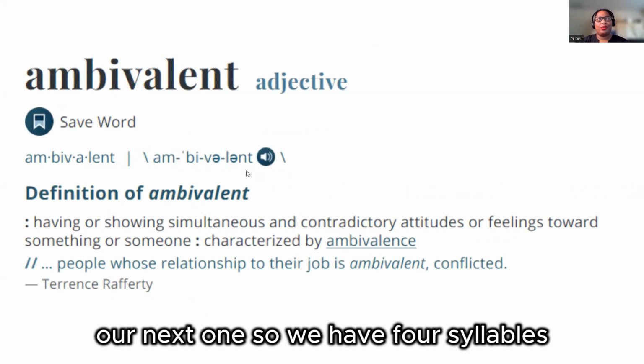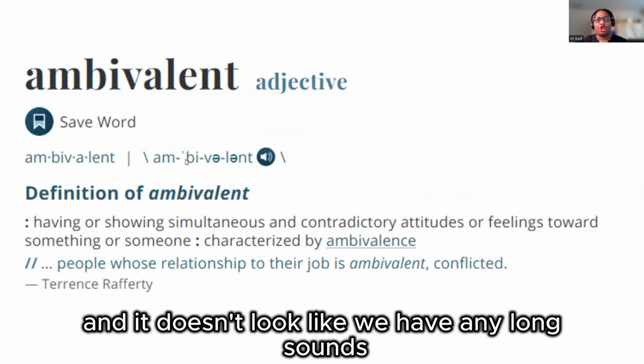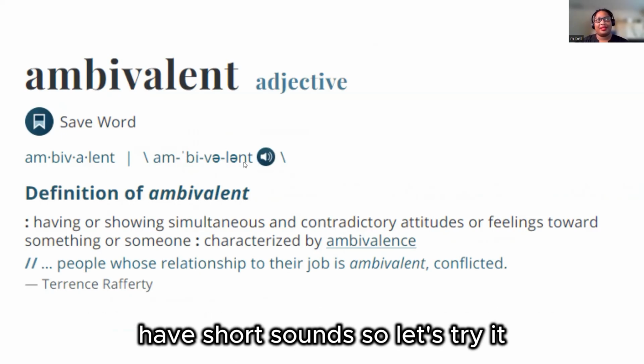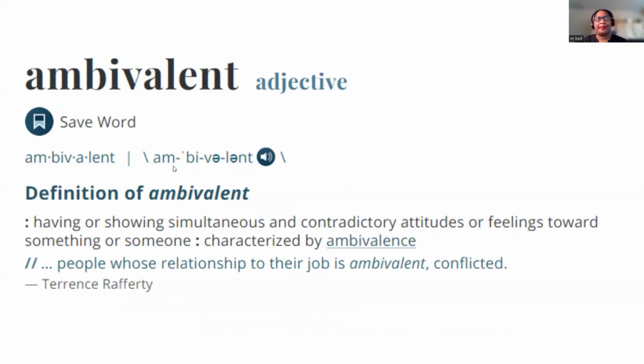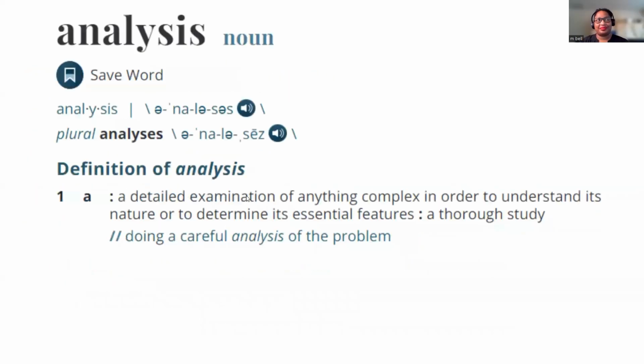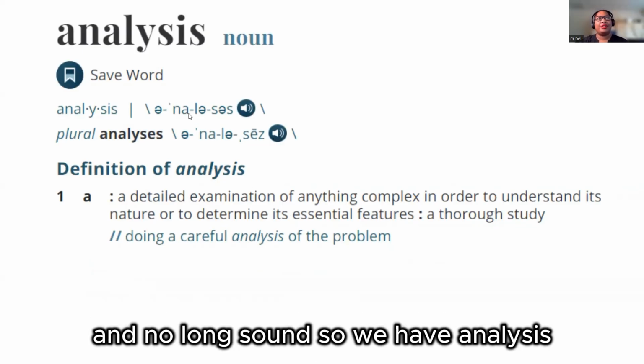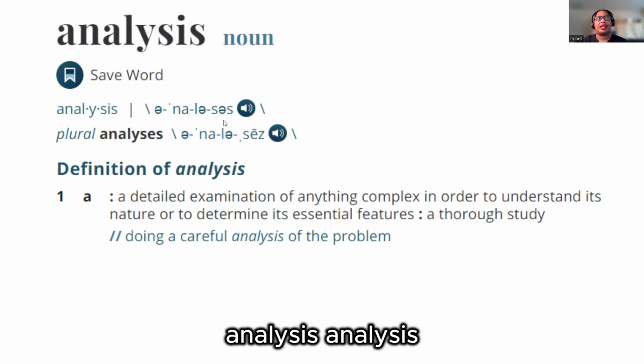Our next one. We have 4 syllables, it looks like, and an emphasis on the second syllable. It doesn't look like we have any long sounds, just short sounds. So let's try it. Ambivalent, ambivalent, ambivalent. Very good. Our next one. We have 4 syllables and no long sounds. So we have analysis, analysis, analysis. Very good.